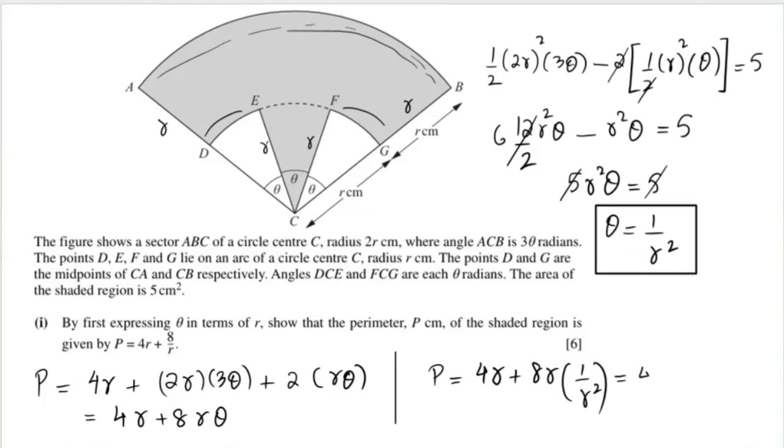So hence 4r plus 8 over r is going to be the expression for the perimeter, since one of the r cancels the other one. And that is what I was trying to prove.